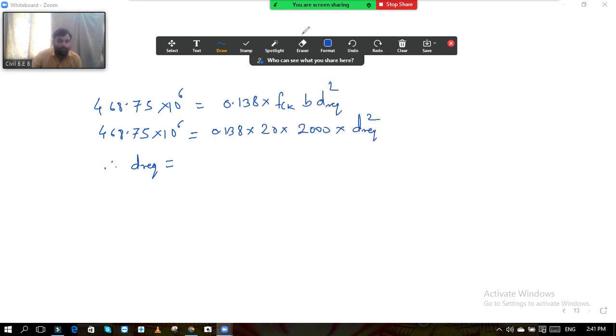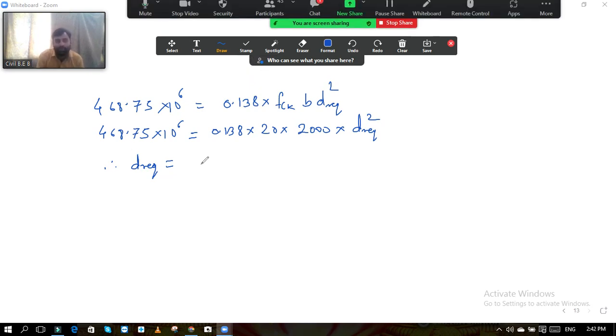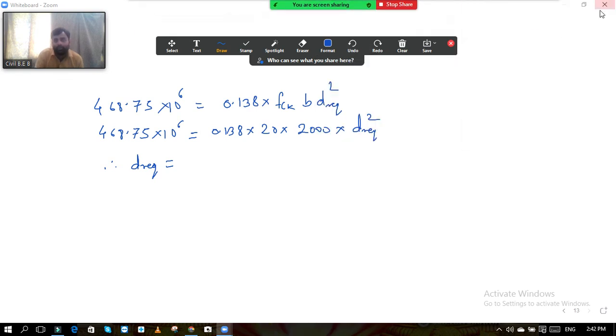Okay, so what is the D required? 291.4. Is it right? 291.4. Okay. So 291.4 mm. This is the required depth, which is less than D provided. What we have provided? We have provided 430 mm. Hence it is safe.